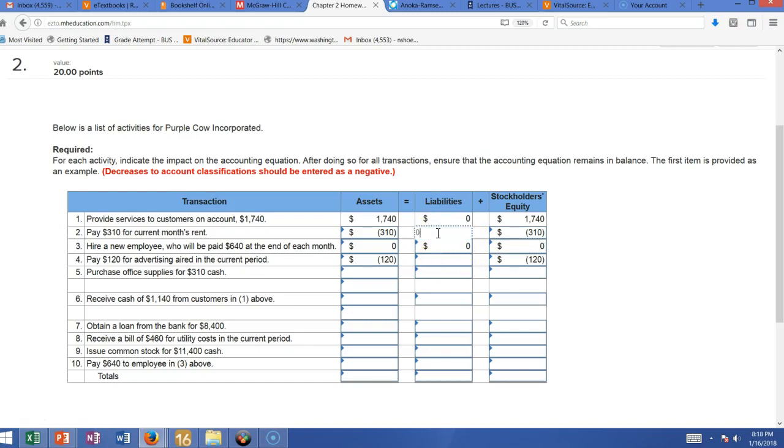The only thing I don't care about this Connect is sometimes you don't know what you got wrong because you didn't put a zero. When you purchase office supplies for $310 cash, what's going up? What's going down? So ultimately, nothing changes, right? So you guys get what's happening there.